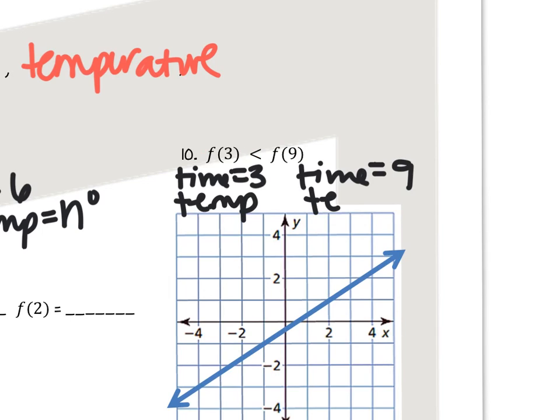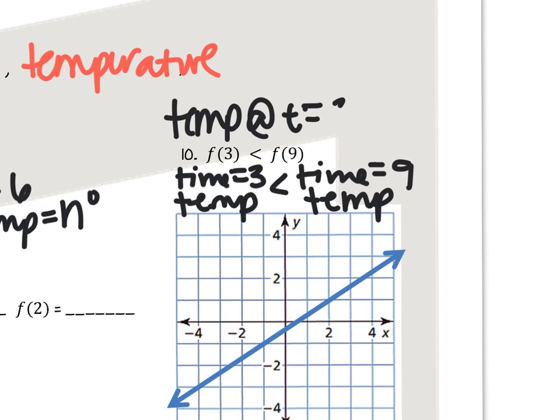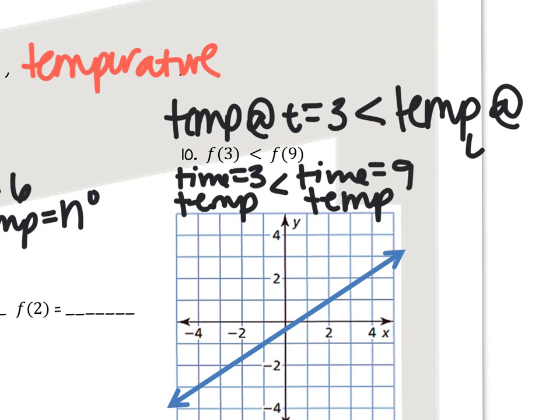So f of 9 also represents our temperature, and it says that f of 3 is less than f of 9. That means that the temperature is less. The temp at the time of 3 is going to be less than the temperature at the time of 9. So that means it's colder when t is 3 versus when t is 9.